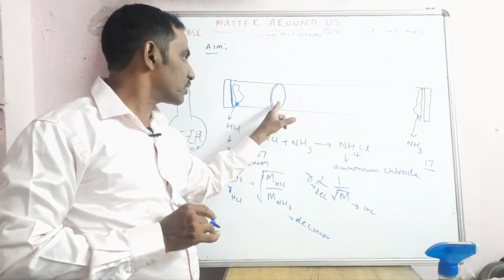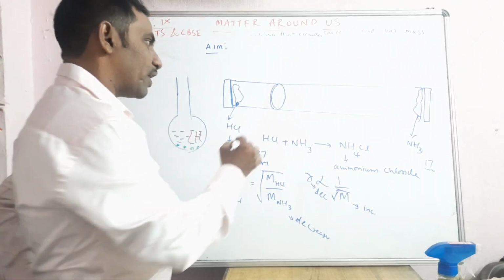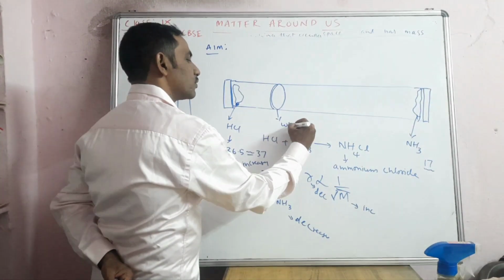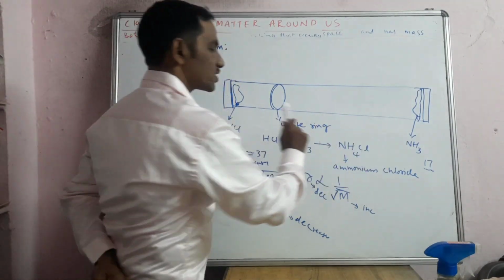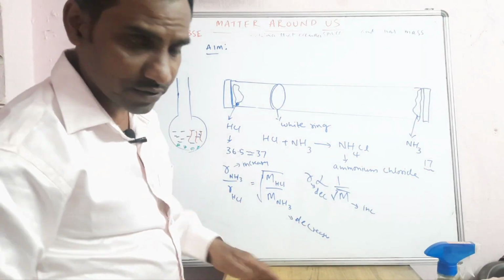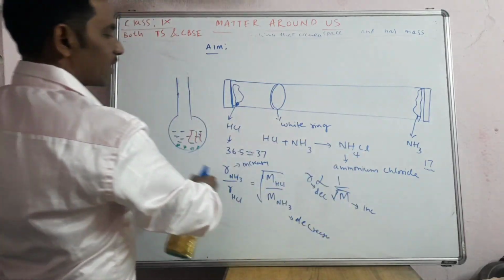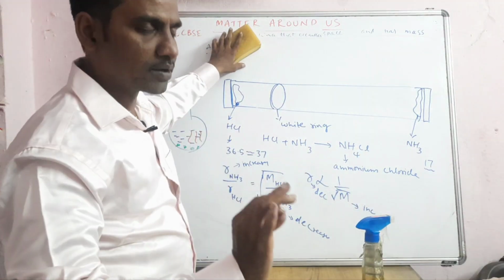After a few minutes you will notice that a white color ring will be formed. This white ring formation indicates the formation of ammonium chloride. So by this we can say that the diffusion of ammonia is faster than hydrochloric acid. Done. Now I want to finish the video within a few minutes, so that's the reason I am going a little fast. If you want, you can pause the video and listen properly and go through the textbook reading once.